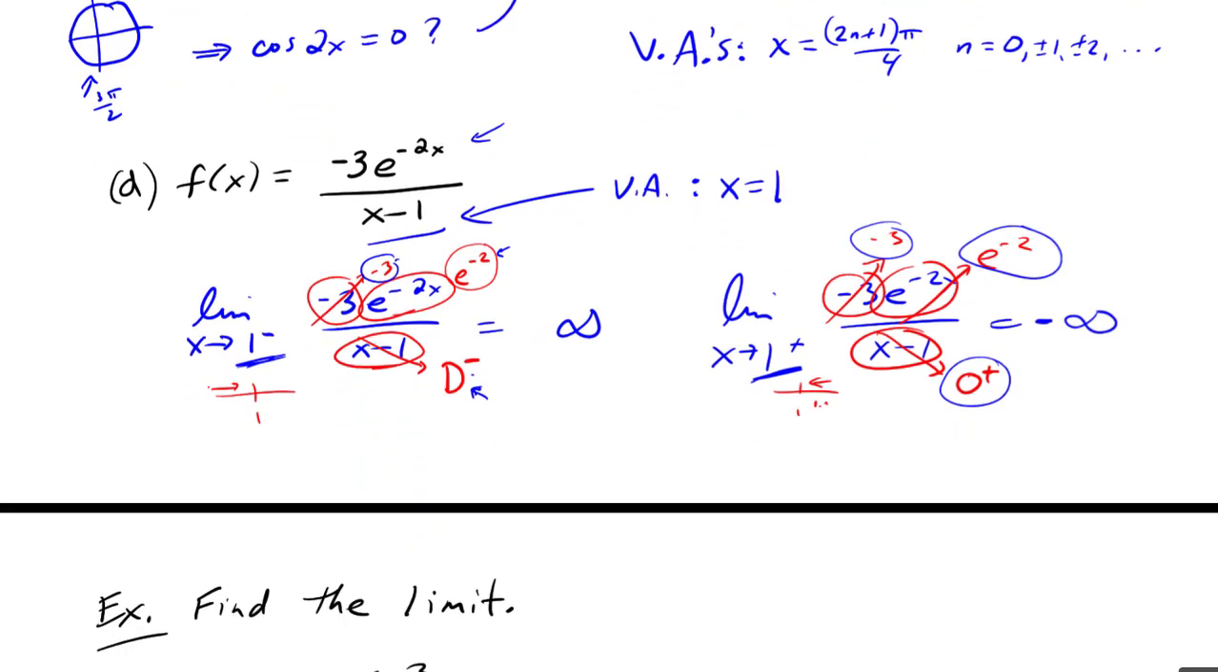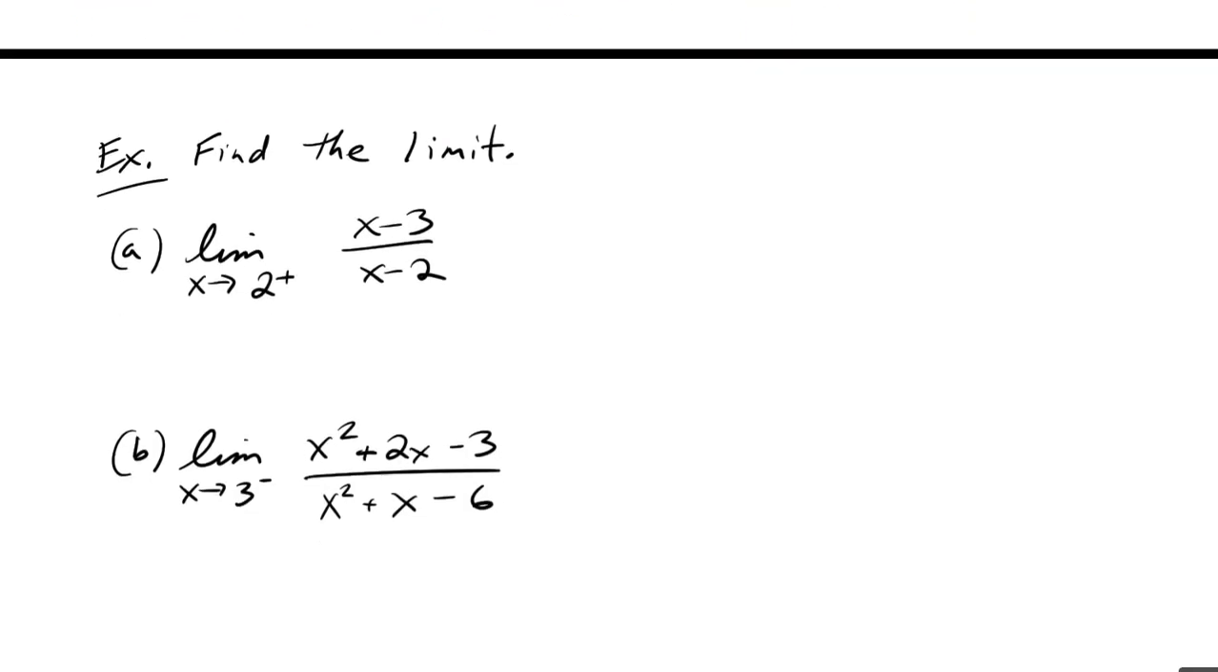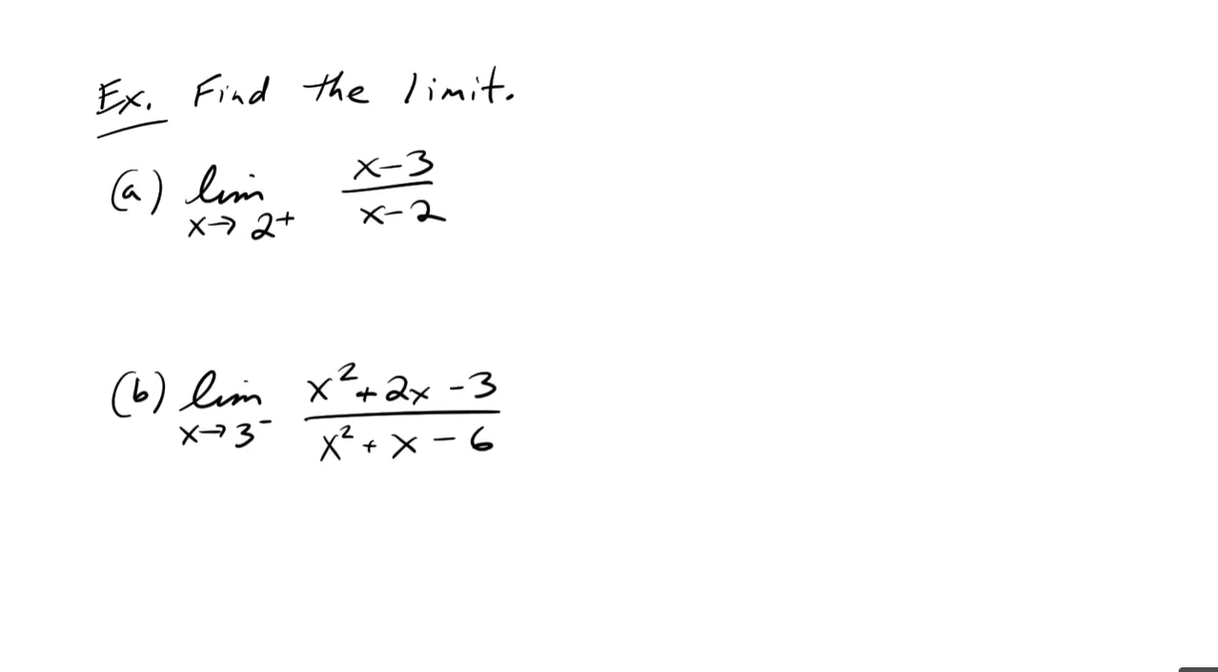All right, let's look at some more examples, just finding the limit. So again, I'm going to do these like I was mentioning for the previous examples in the extra work. Limit as x approaches 2 from the right of x minus 3 over x minus 2. Okay, so as you approach 2, x minus 3 goes to, plug in 2 minus 3, negative 1. As you approach 2, x minus 2 goes to 0.